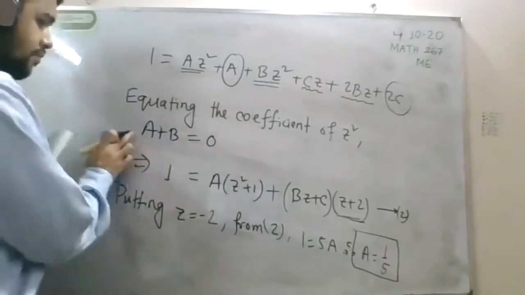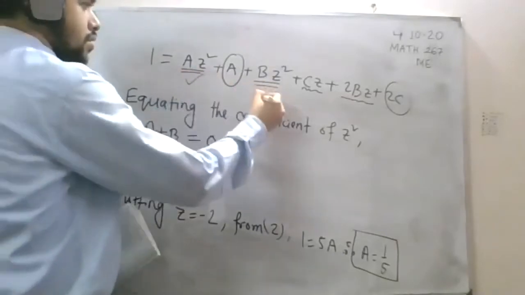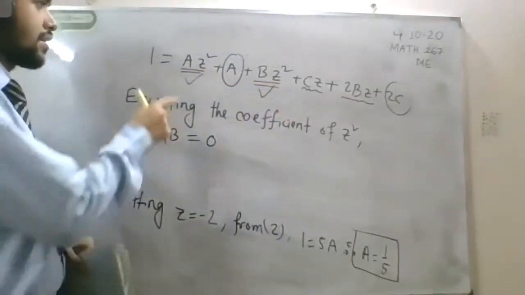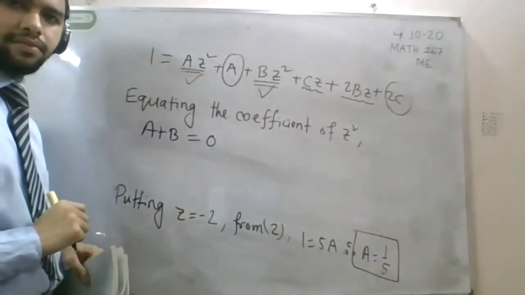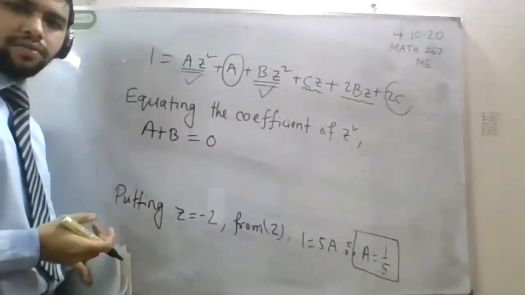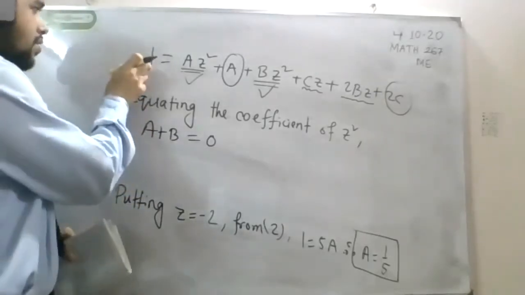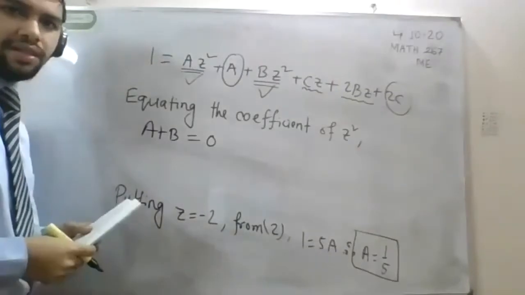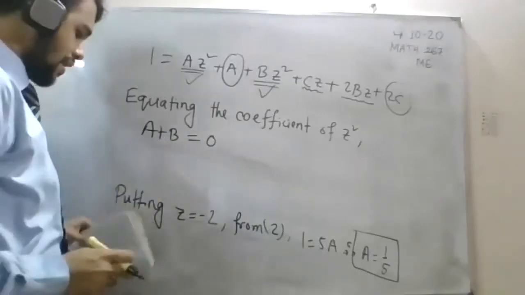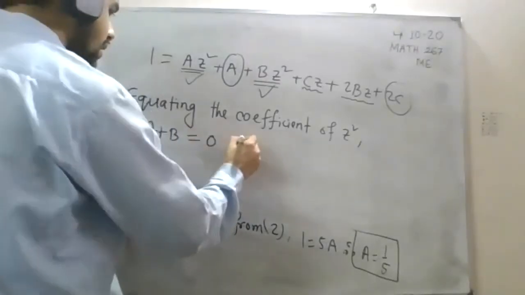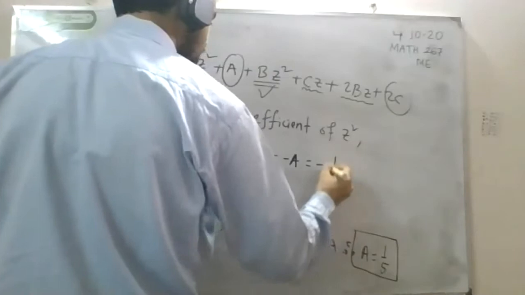It's telling me, just equating these two coefficients, and from here you can say a plus b equals what? 0. How? There is no z square term on the left side, sir. Okay, so there is no square term of z in our left hand side, so we equate it to zero. So the value of a plus b equals 0. From here you can also say that b equals minus a, which is minus 1 by 5.